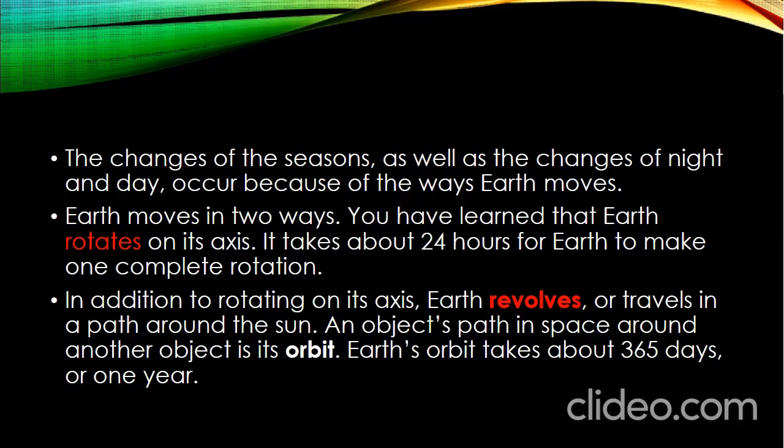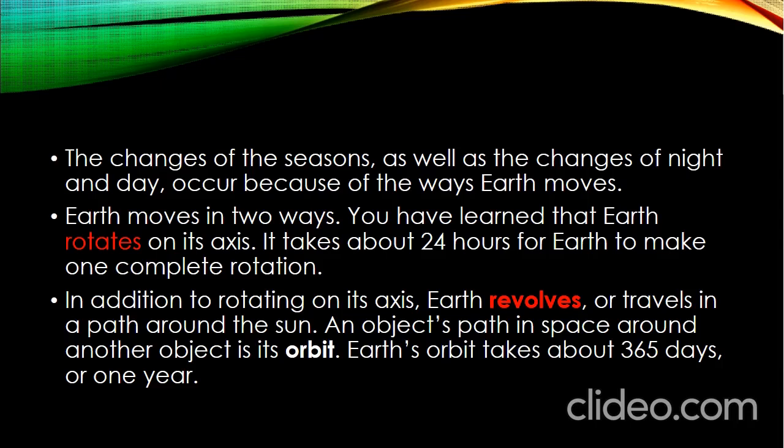The changes of the seasons, as well as the changes of night and day, occur because of the ways the earth moves. The reason why we have day and night, and we have 4 seasons on earth, is because the earth is constantly moving. Now, the earth moves in 2 ways. You've learned that earth rotates on its axis, and for one complete rotation, it takes the earth 24 hours.